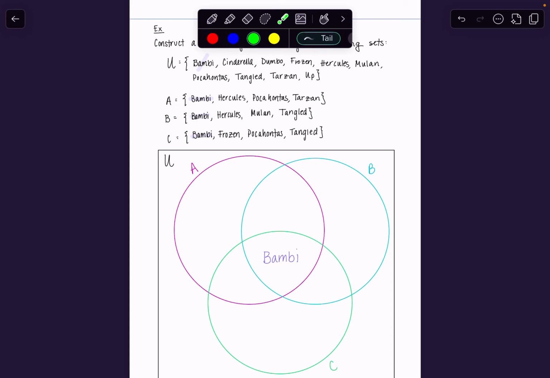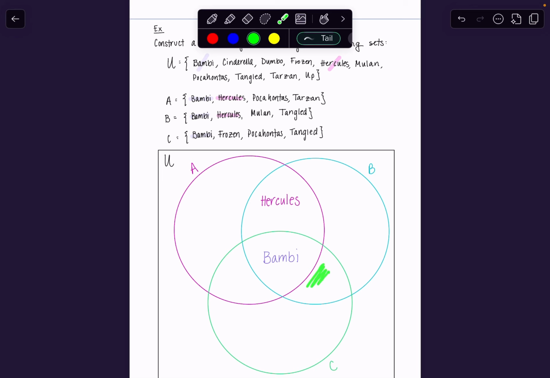Now I want to go ahead and move on to any one of these just smaller intersections. So starting in this region here, which is region 2, I want to see, is there a movie in common to just A and B? So looking at these remaining movies, there is something they share in common, and that's the movie Hercules. So I'm going to go ahead and cross off Hercules from my list. That needs to go right here. Okay.